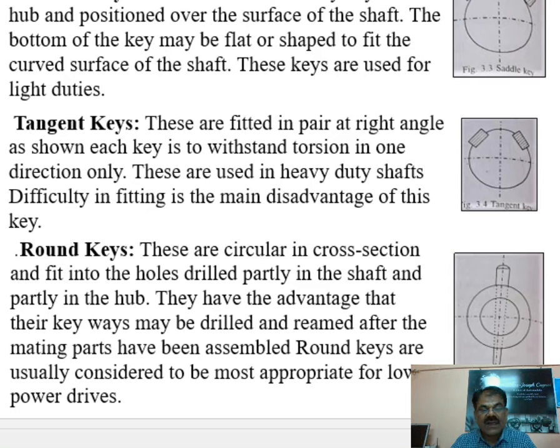Right, what about the round keys? These are circular in cross section and fit into holes drilled partly in the shaft and partly in the hub. They have the advantage that their keyways may be drilled and reamed after the mating parts have been assembled. Round keys are usually considered to be appropriate for low power drives. So this is about round keys.